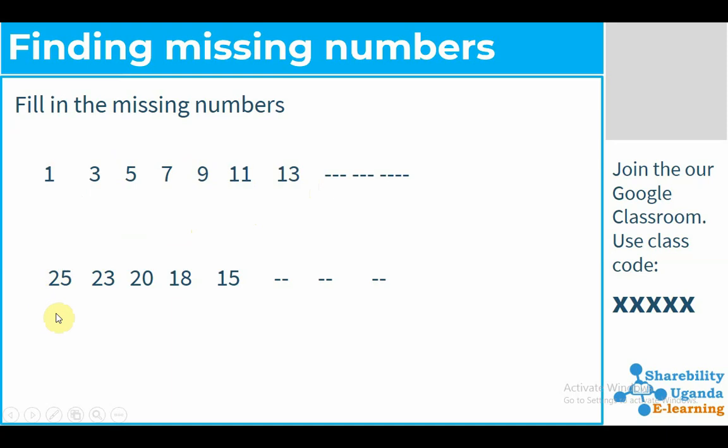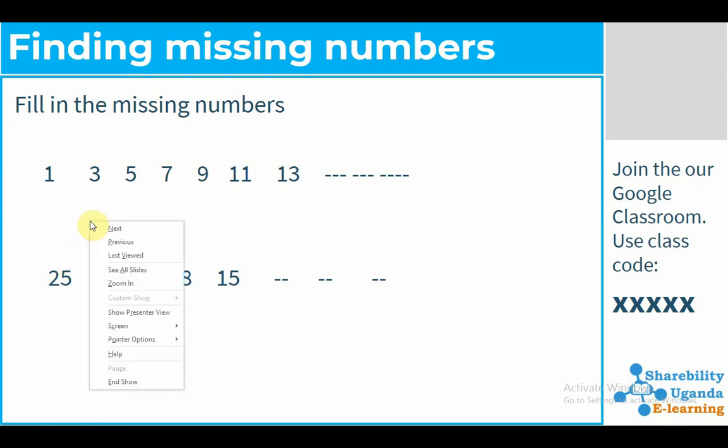We also have our next number here. It is starting from 25. Then the next number is 23. The third number is 20. Then there is 18 and 15. What is the logic here? Is this number reducing or is it increasing? Okay, it is reducing. That means on this number we shall be able to apply some subtraction.